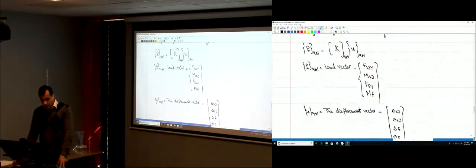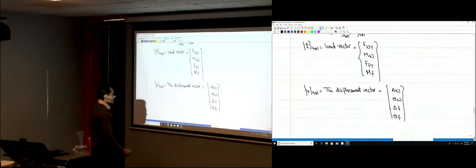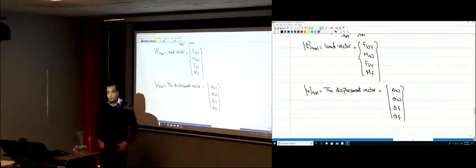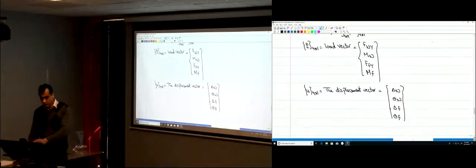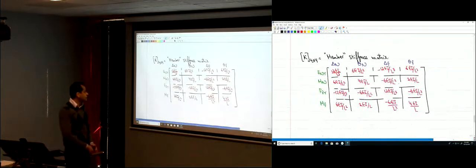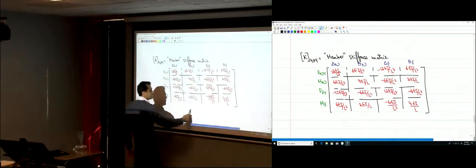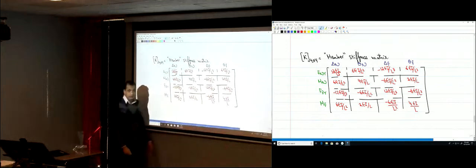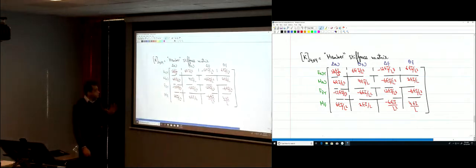So this is the load vector, this is the displacement vector, it has the 4 displacements, and what relates the forces, or the loads, to the displacements is the stiffness matrix. It has 16 elements. So now, this is where we ended last time. Here we have P equal KU. K is not a number, it's a matrix that has those numbers.